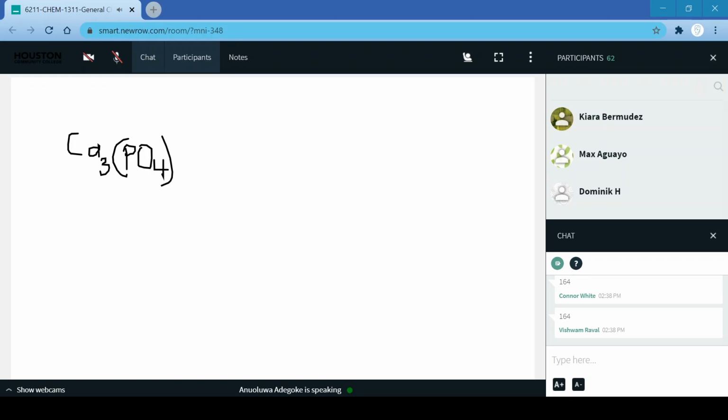So let me write the question we are doing. The question is calculate the formula weight of calcium phosphate. Now remember, this is not complete. Phosphate has -3, so that is why it's a polyatomic ion with -3. So that 3 comes here. Calcium has +2, so that 2 will come here. So this is the formula of calcium phosphate.